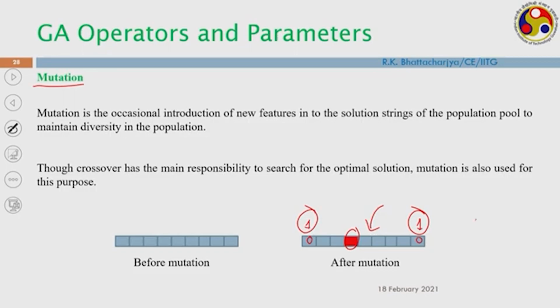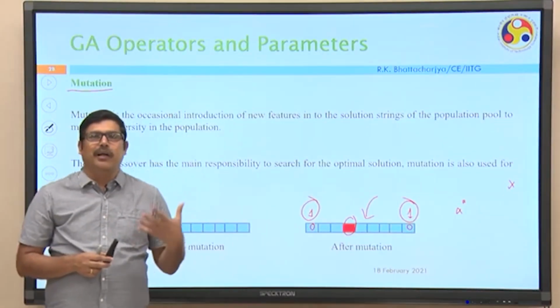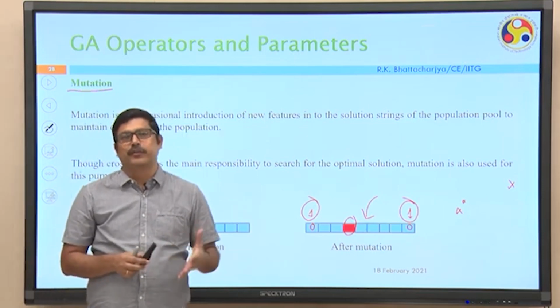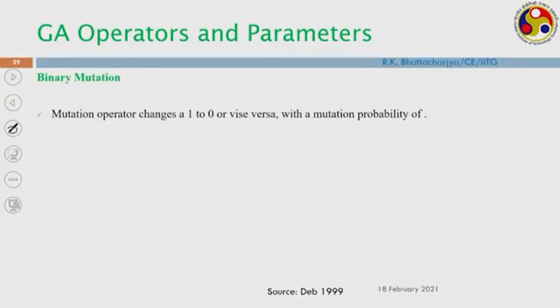Suppose this is the solution. If the rightmost bit is changed, you get a new solution somewhere near here, but if the leftmost bit is changed, you will get the new solution maybe at a far distance. That way, you can explore the other unexplored regions of the search space using mutation. Now, binary mutation: the mutation operator changes a 1 to 0 or 0 to 1 with a mutation probability of PM.